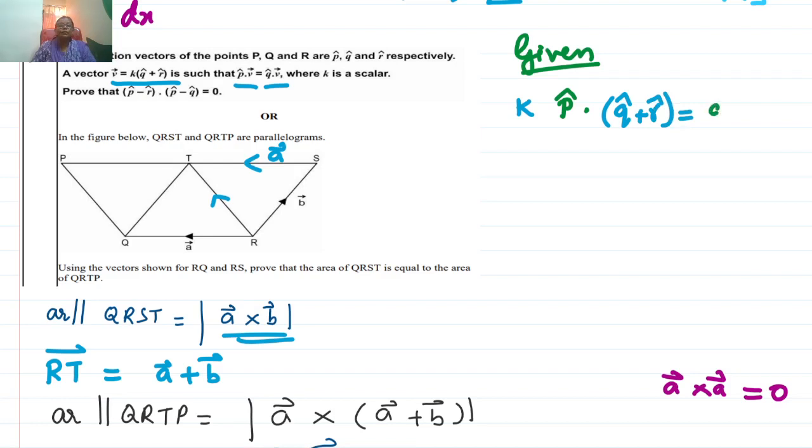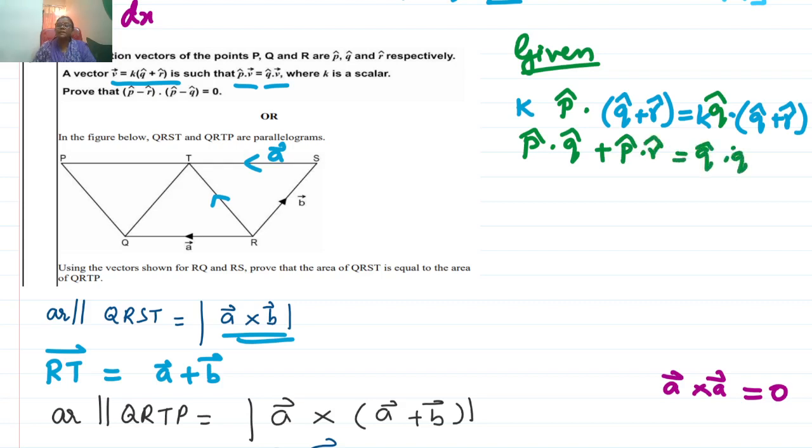Now this is Q dot V again. V times means K out; we can take the scalar out. It is Q plus R. So that way we have the result, and we'll have to take up the simplification. It is P dot Q plus P dot R equals Q, or the scalar quantity gets cancelled automatically, plus Q dot R.